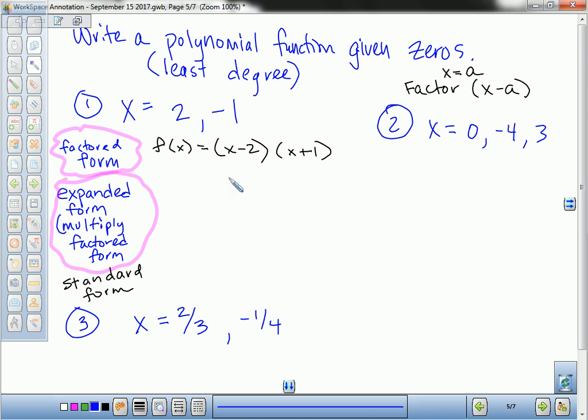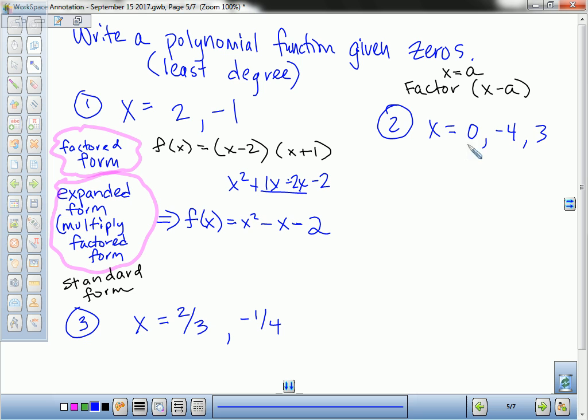And so we do x times x squared. X times 1, 1x. Negative 2 times x, negative 2x. Negative 2 times 1, negative 2. Add like terms, and so the expanded form is this: x squared minus x minus 2. Factored form, expanded, or standard form, right here. Yay, that's it. Okay, except sometimes we have weird numbers.